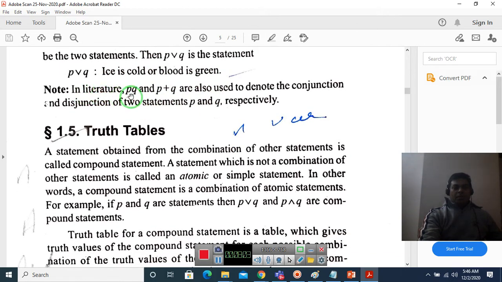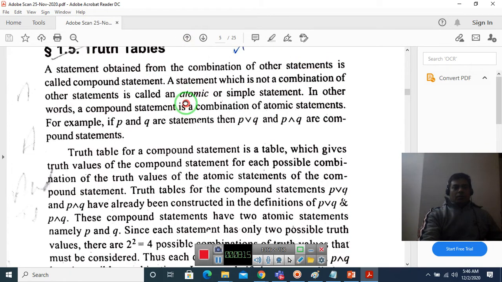In the literature, PQ and P + Q are also used to denote the conjunction and disjunction of two statements P and Q respectively, either in this way or in this way.